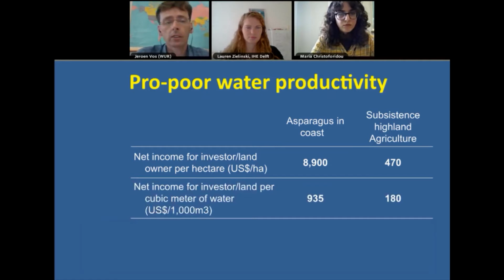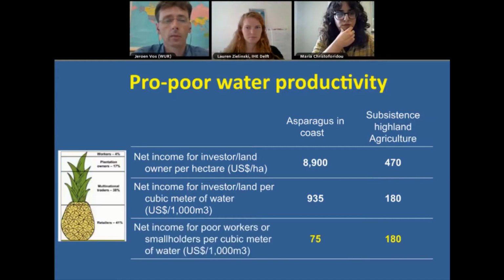But actually in the coastal areas, the land is not a scarce resource, it's the water. So we should look at how much net profit is being made from the point of view of water. And then we see still a difference of 5 times more profit per cubic meter of water for asparagus as compared to the subsistence highland agriculture. However, as explained in the video, going back to the pineapple, it's only $75 that goes to the plantation workers, and of course the $180 per 1,000 cubic meters stays with the subsistence farmers.